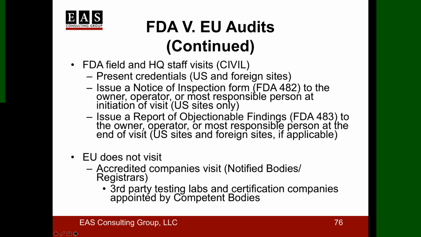So again, there's two parts. Usually, I mentioned the civil part. Don't want the criminal part, but that can be done. Again, usually on the U.S. side, foreign side, when FDA comes in, they show credentials. On the U.S. side, they issue a notice of inspection, FDA 482 form, to the most responsible person on site. So if the president or vice president or whoever is not on site, the firm is in operation, whoever's the most responsible at that time gets that.